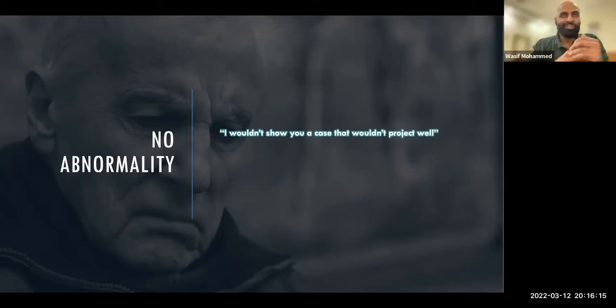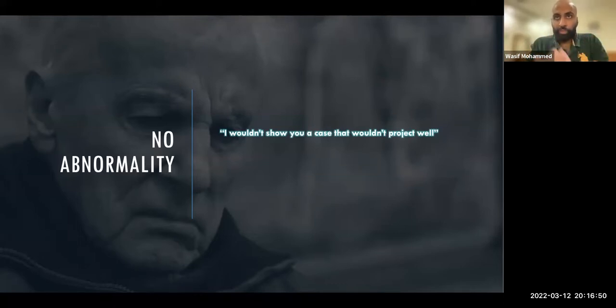Every time we would have any difficulty looking at the case, we would say, it's not projecting very well. I'm not sure if there's a pneumothorax or not. And eventually one of the examiners said this: I wouldn't show you a case that wouldn't project well, because I know I'm taking this on the internet and you don't have a high definition screen. So this is a mantra that the FRCR examiners live by. They are not going to show you cases which have subtle abnormalities hidden here and there. They are going to show you direct cases, clear cases.